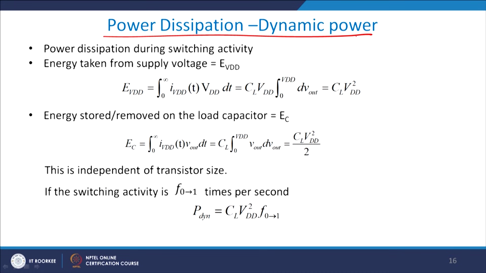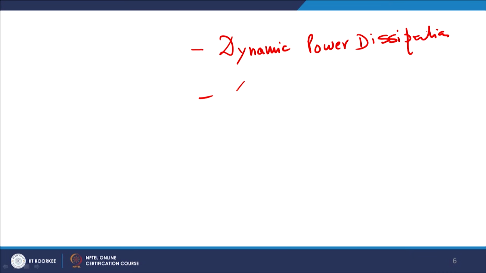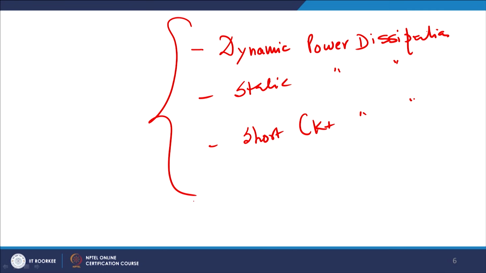Now, we come to the next section of our talk, and that is basically power dissipation, right. In power dissipation, we have three types of power which are generally available in a standard CMOS digital VLSI circuit. We have dynamic power dissipation, and we have static power dissipation, and we have short circuit power dissipation. So, there are three types of power dissipation available to us: dynamic, static and short circuit.